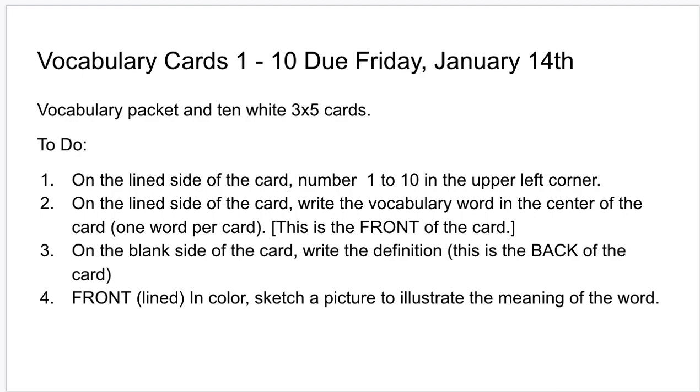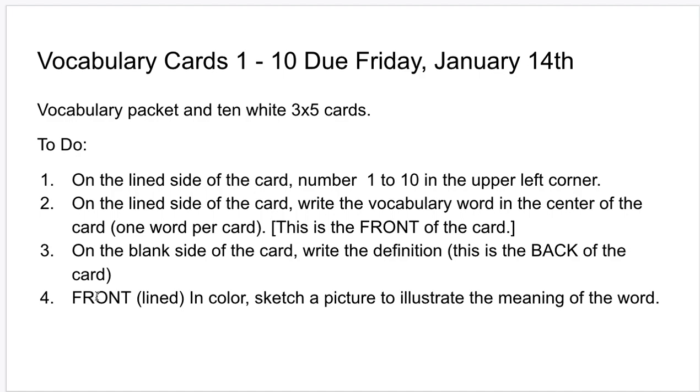Okay, so the very first activity completed in class was the vocabulary cards 1 through 10. If you note, number 4 is added from the bell work. 1, 2, and 3 students can complete without the teacher. For 4, the teacher provided a model. Okay, so a model of the vocabulary word.